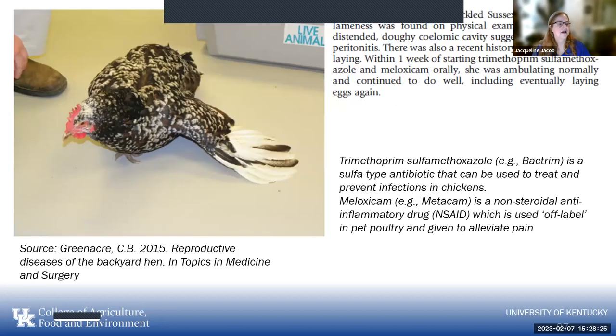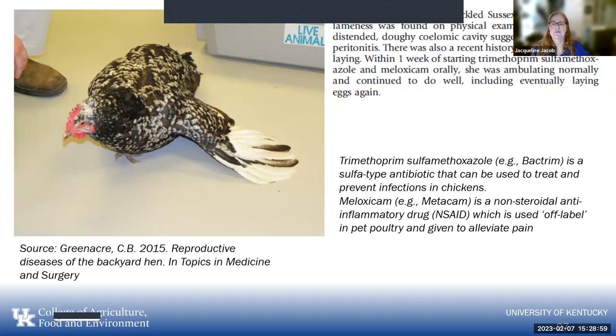So this bird here, which you can't read at the top because of the black thing, is a two-year-old speckled Sussex hen presented to the veterinarian for lameness, but on physical examination was found to have distended doughy coelomic cavity, suggestive of egg-related peritonitis. Interesting that they say coelomic cavity, but then still use peritonitis. The hens had also stopped laying.